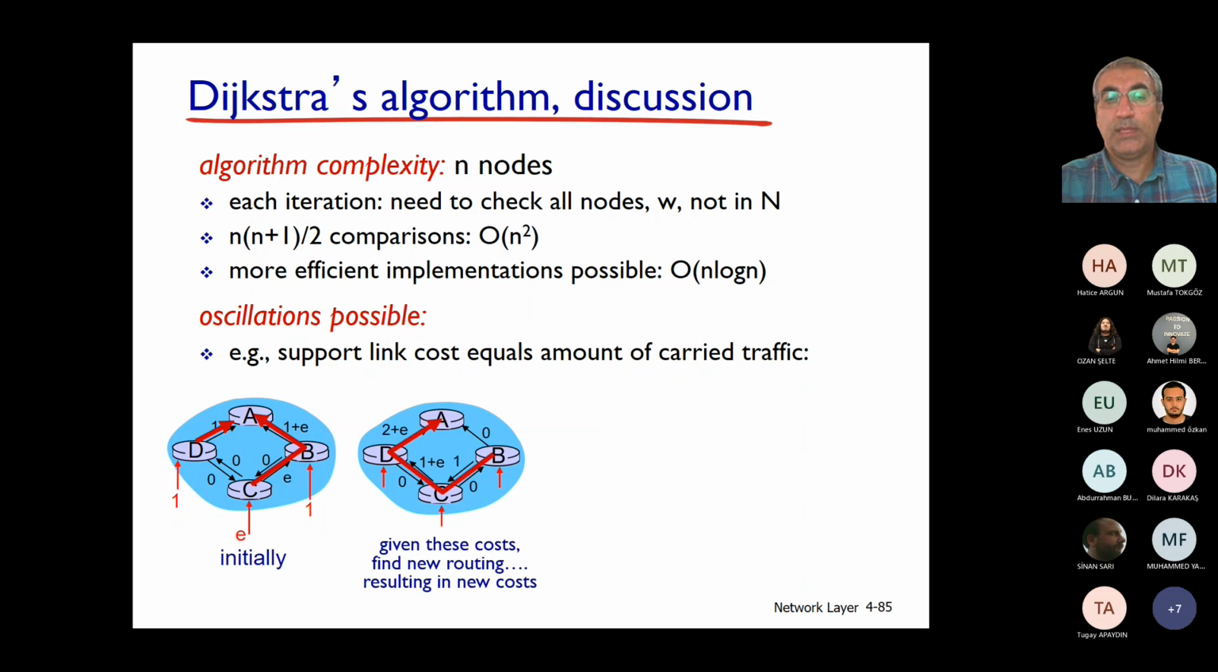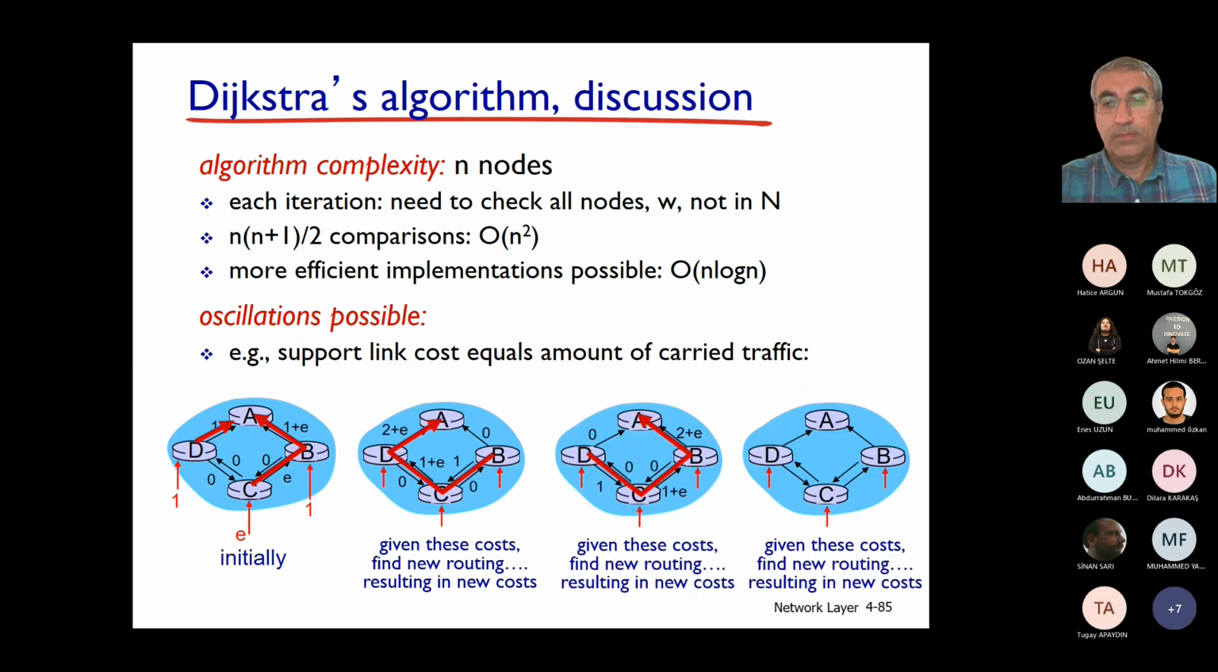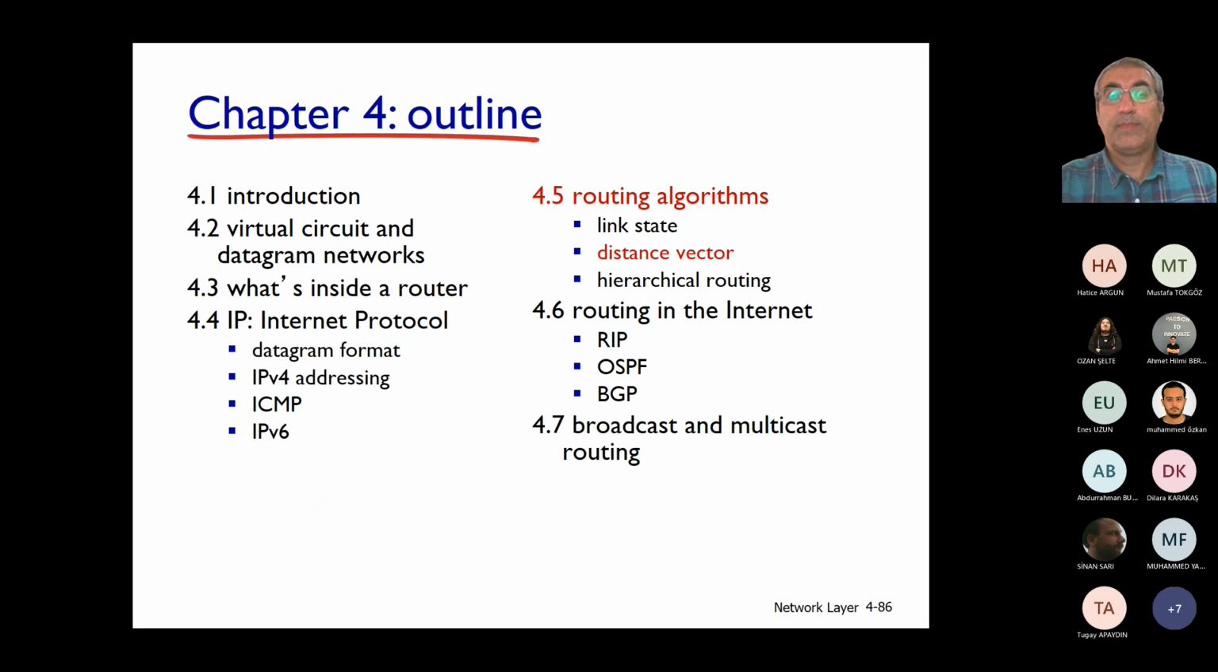You see, the oscillation can happen. This is one of the problems related to the Dijkstra algorithm. So that was the link state algorithms. Now we are ready to move to the second approach, which was the distance vector approach.